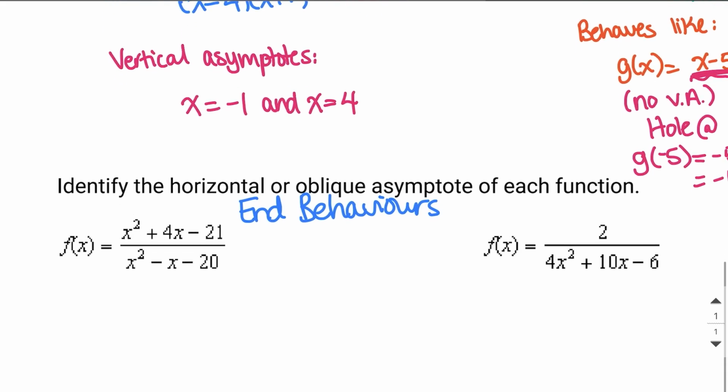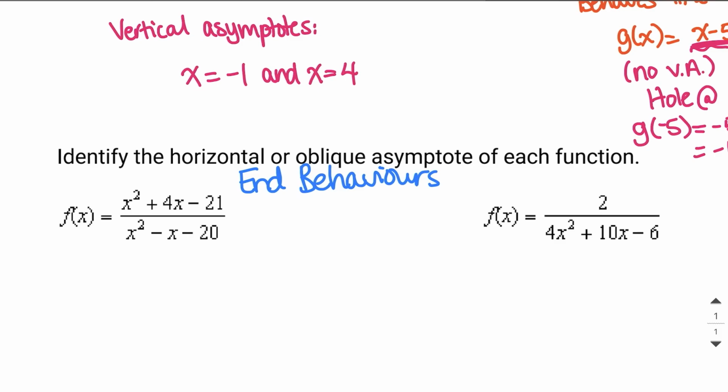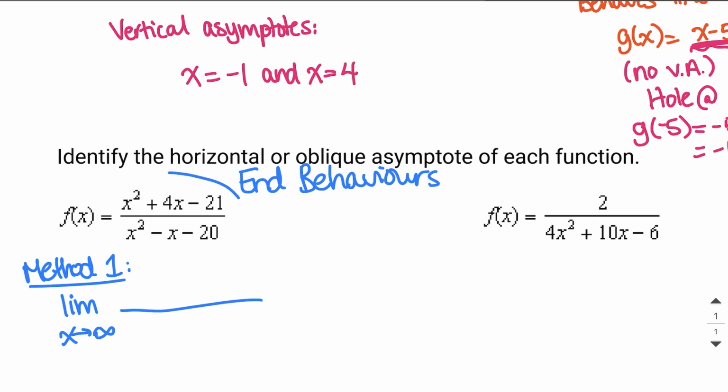So this time I don't need to factor. Factoring is not necessarily going to be helpful to me. So there's two different ways that we can look at it. One way to look at it is, if we're talking about really, really large values of x, then we're talking about as x approaches infinity. So we're finding the limit as x approaches infinity of this entire function. So I'm going to rewrite this whole thing down.